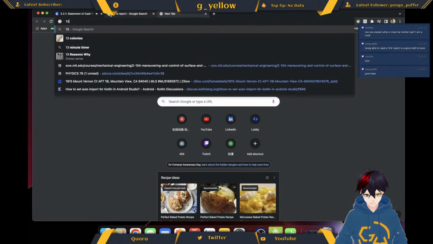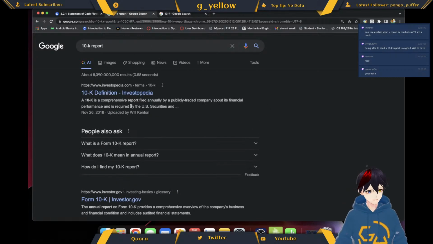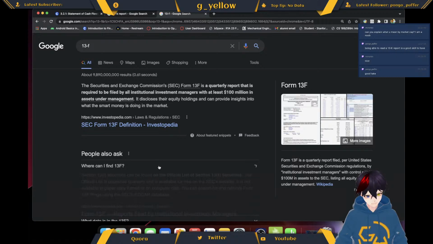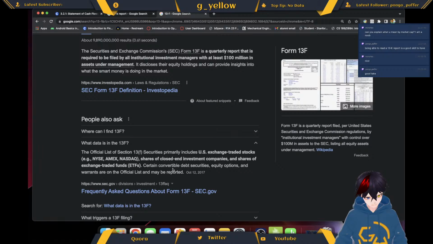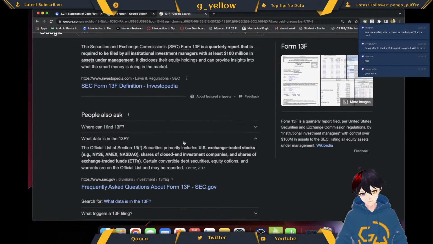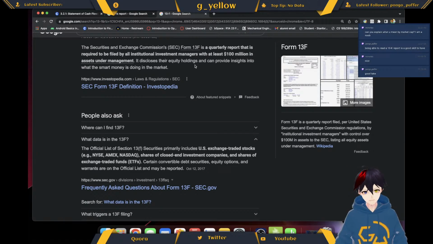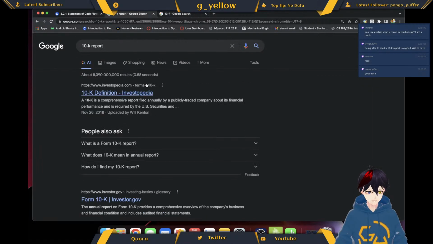I was thinking 13F a little bit. Finally, about public trading. This is about financial performance. Yes, this one's more about, oh, this one's about hedge funds, I think. It's about the whales. This one's about company health.